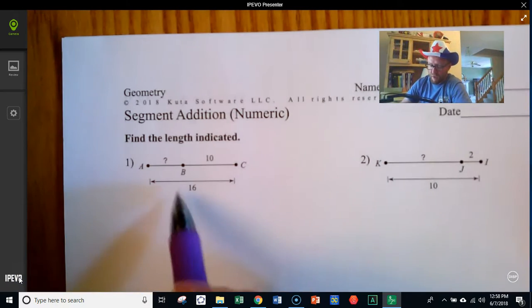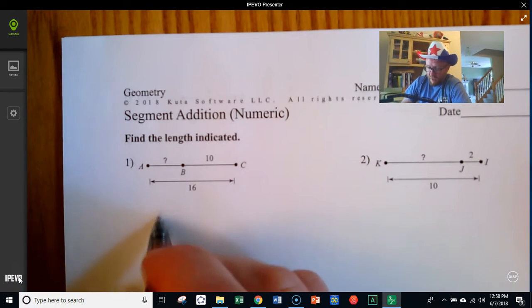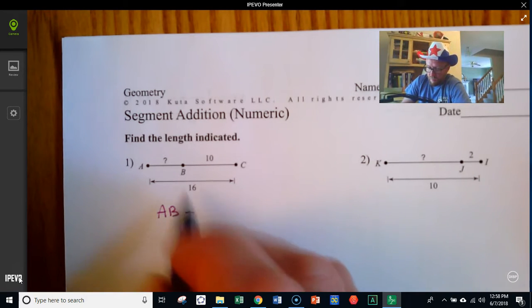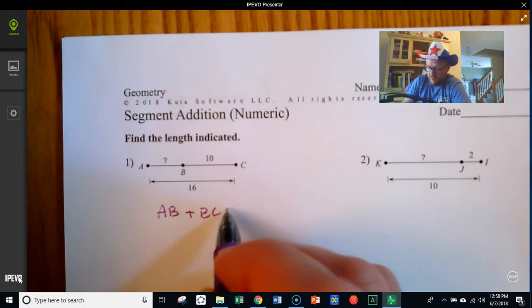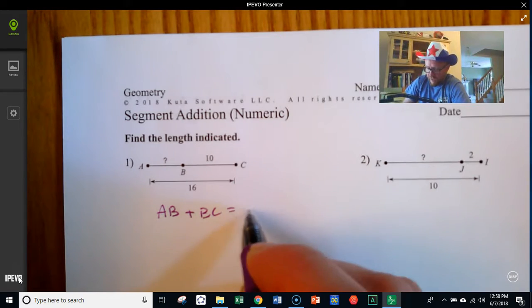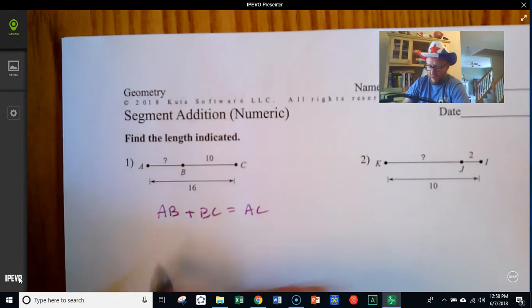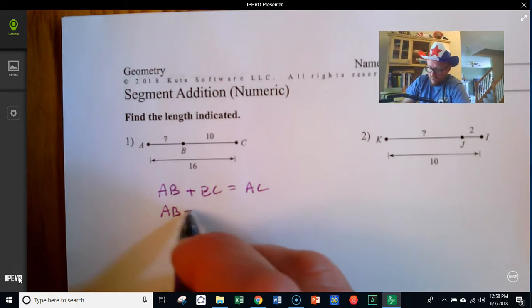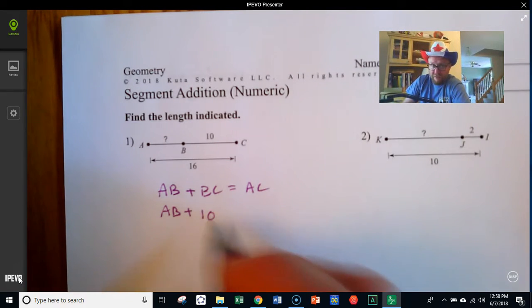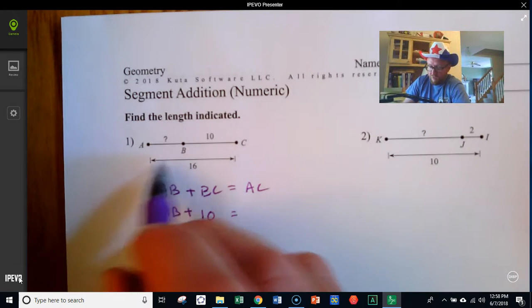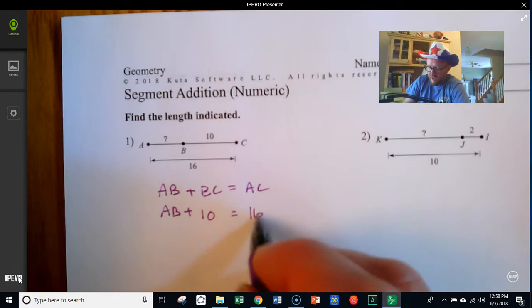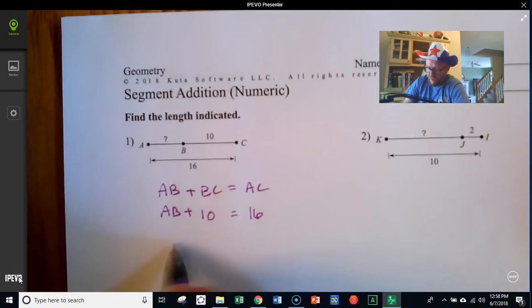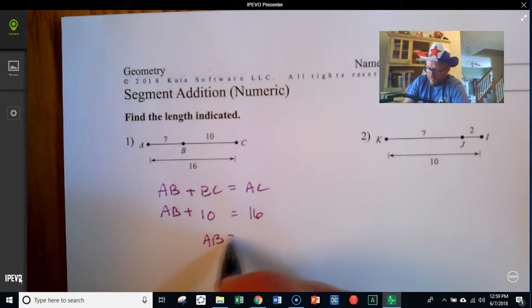All right. So here we have that AB plus BC equals AC. Now AB, we don't know that one, so we're just going to leave it as is. Plus BC, we got that as 10, equals AC, that's 16. Subtract 10 from both sides, and we get AB equals 6.